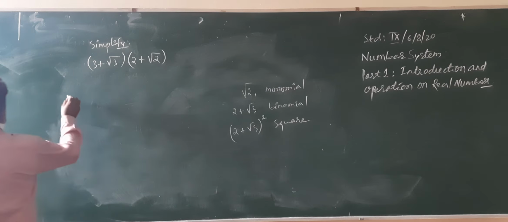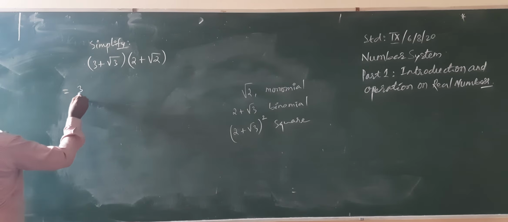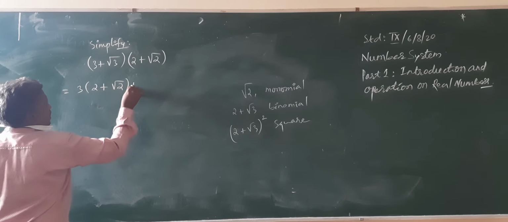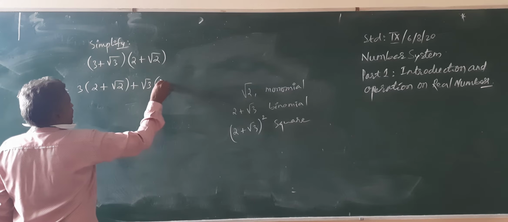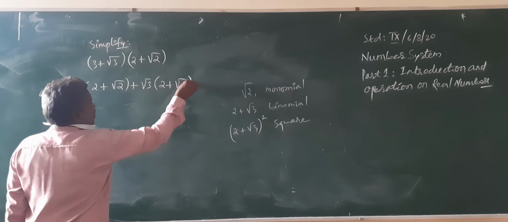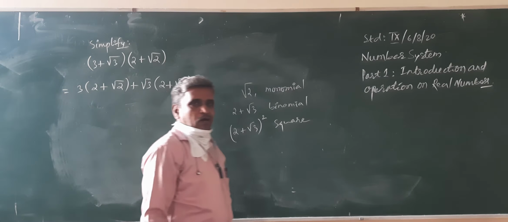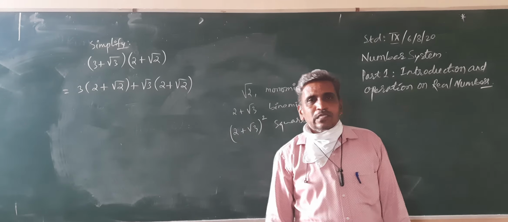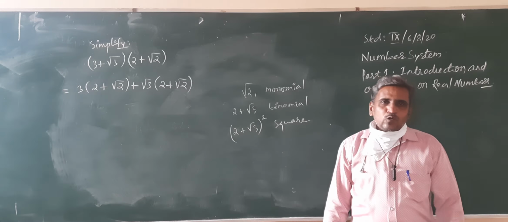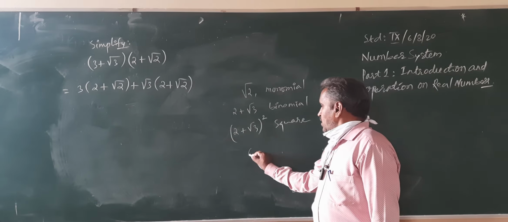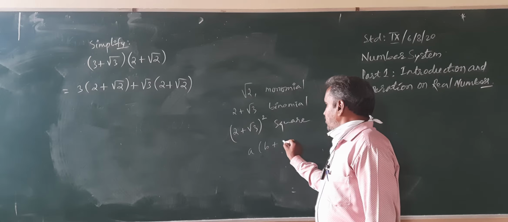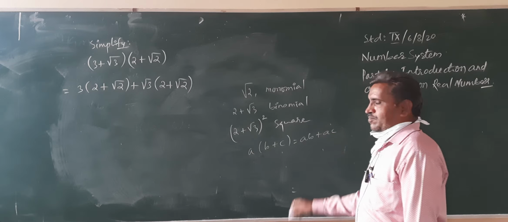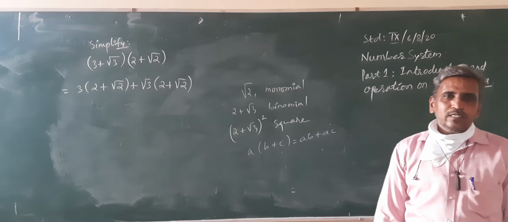So that is root 3 into bracket 2 plus root 2, plus root 3 into bracket 2 plus root 2. Can you name them? The law is applied here. The distributive law. What is the distributive law? A into bracket B plus C is equal to AB plus AC. This distributive property is used.